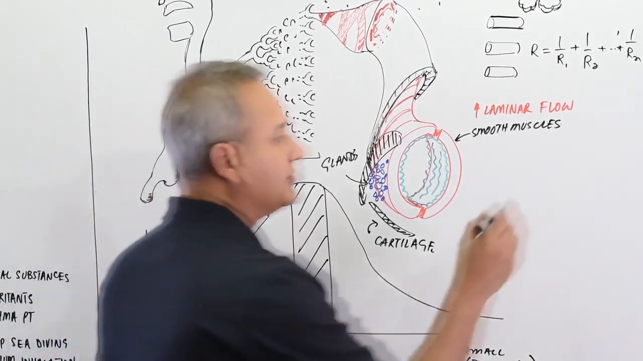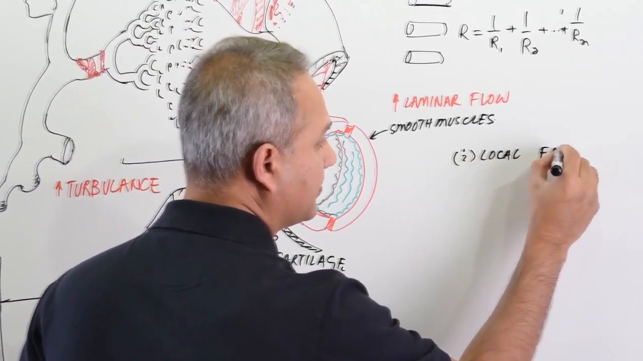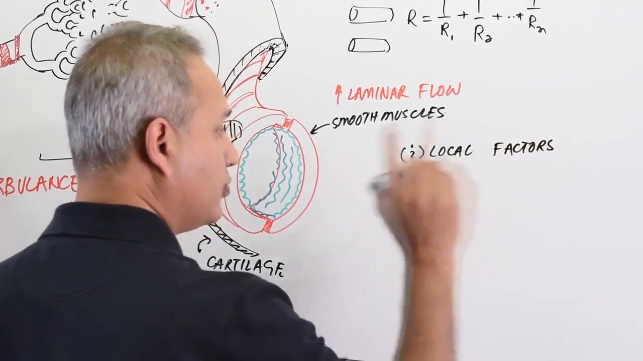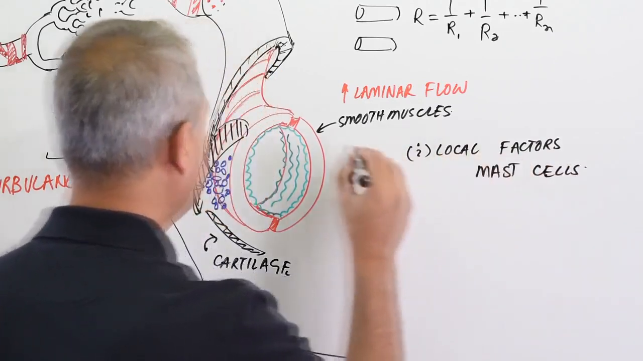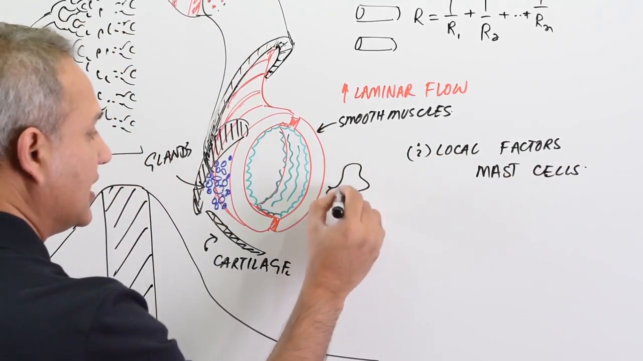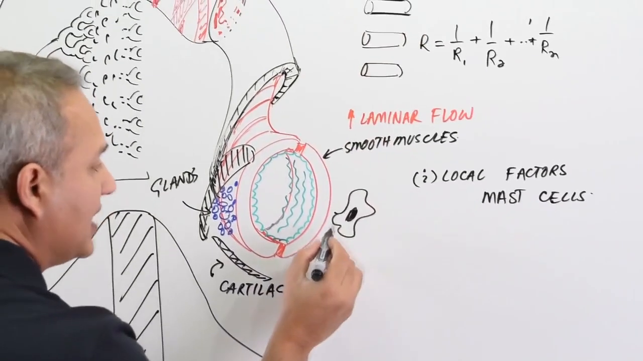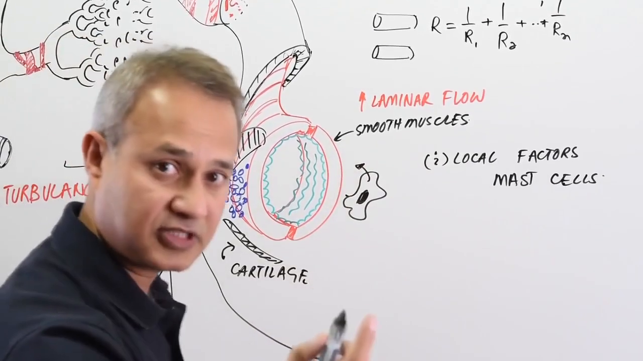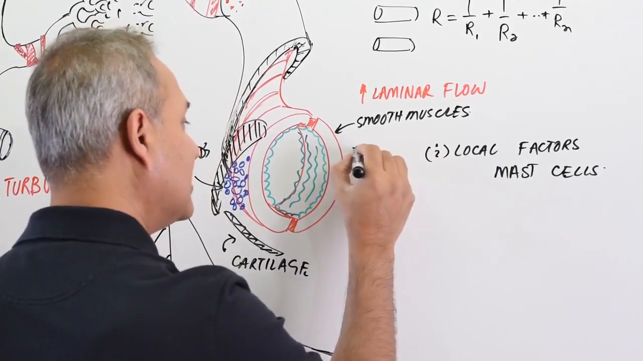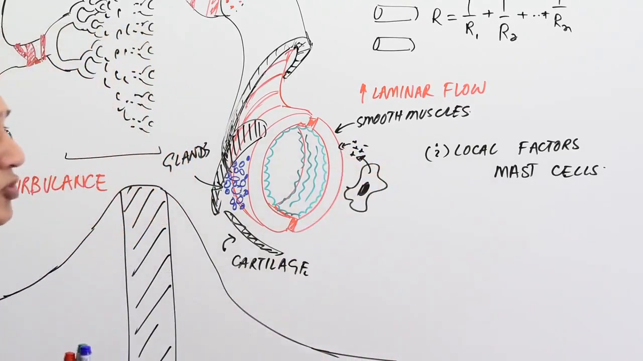First of all, there are local factors. Local factors are two primarily. Number one, mast cells that live here. Mast cells also live here in the alveoli. Mast cells can release inflammatory substances, chemokines. So mast cells release substances. These local substances can work on the smooth muscle and cause constriction.